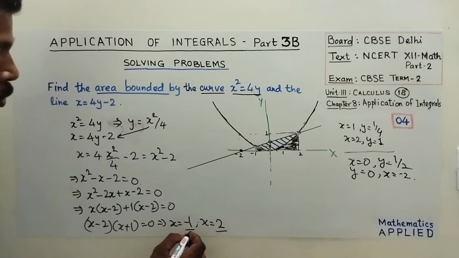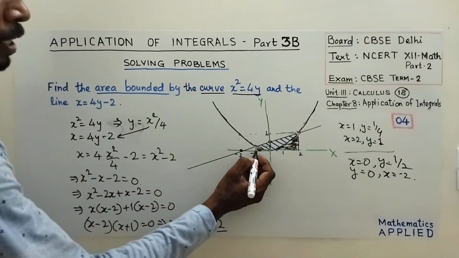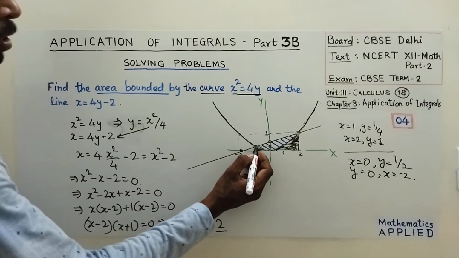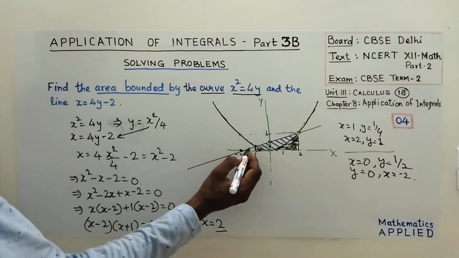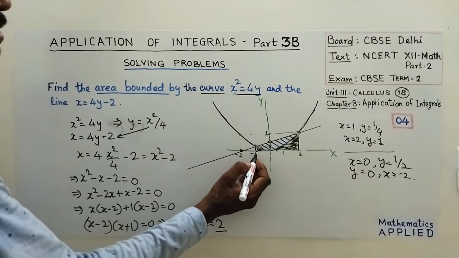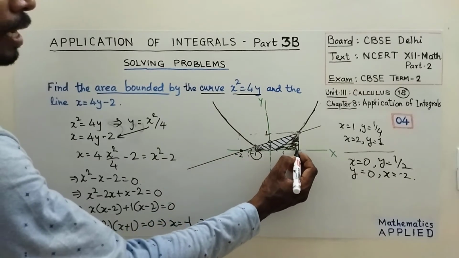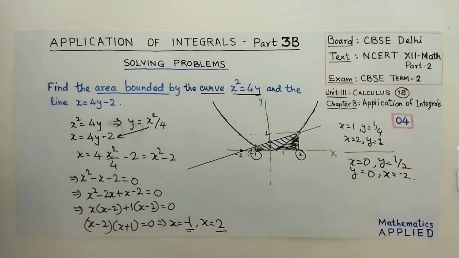So these are the 2 points where it is cutting. Fortunately, we have drawn it to the scale, so we can exactly see that this is minus 1 here and this is cutting at x equals 2. So these are the 2 points about which we have to find the area. Now let us find the area.